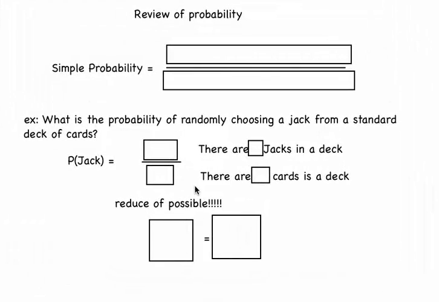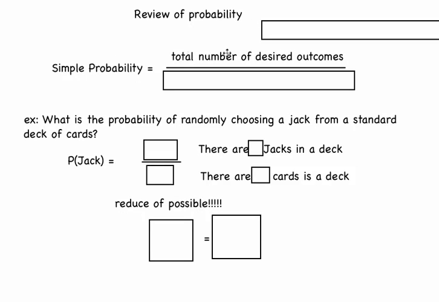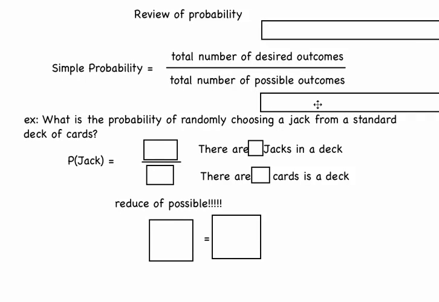In this lesson, we'll review probability so that you can remember how to do this for your test. First of all, to calculate simple probability, we have to take the total number of the desired outcomes and divide it by the total number of possible outcomes.